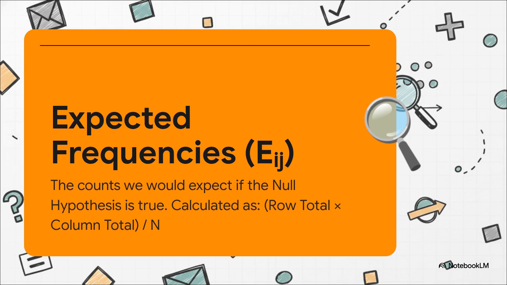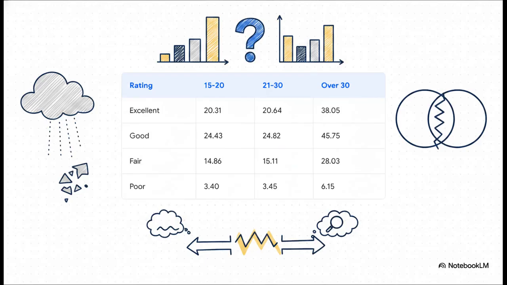These theoretical numbers are called the expected frequencies, and there's a simple formula for it. For any box in our grid, you just multiply its row total by its column total, and then divide by the total number of people in the survey. This calculation paints a perfect picture of a world where there's zero connection, where everything is completely random. And here it is. This is what that no connection world looks like for our shampoo data.